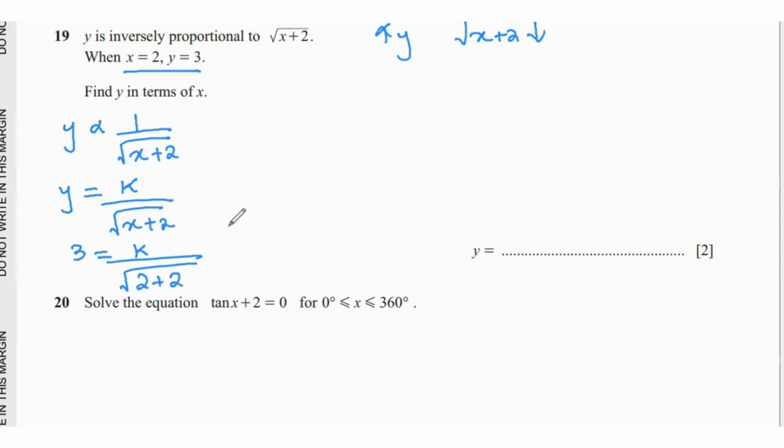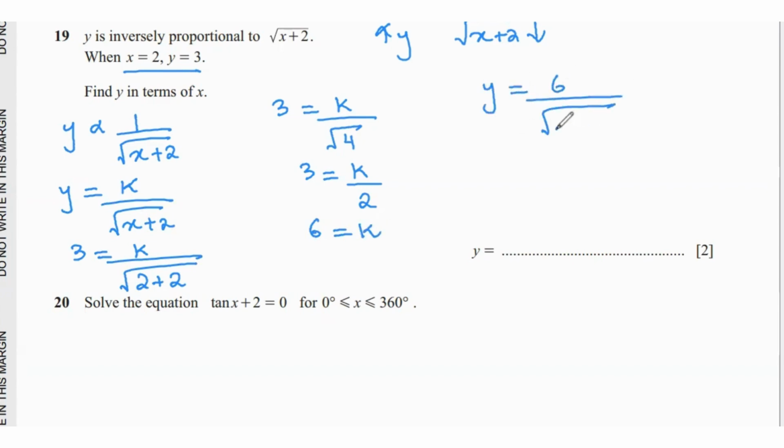So 2 plus 2 over here. So that's 3 equals k over root of 4, which is k over 2. That's 6. So y equals 6 over root of x plus 2 is our equation for y in terms of x.